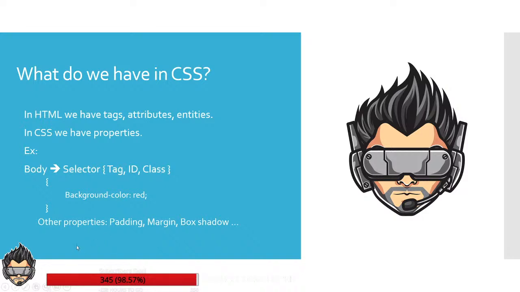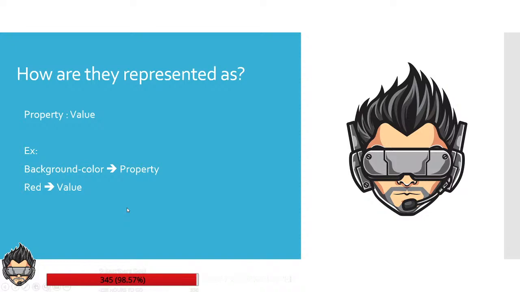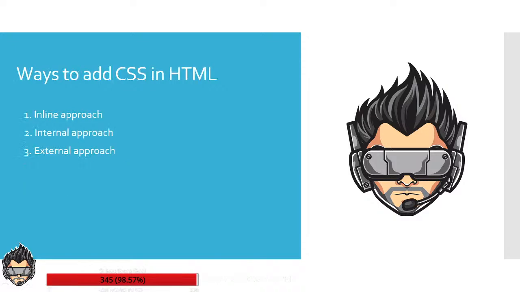And then we also looked at the other properties as well, such as padding, margins, box shadow, and how we can add them. So how are they represented? They're represented in the form of property and value. So background color we call a property, and whatever is there is the value.